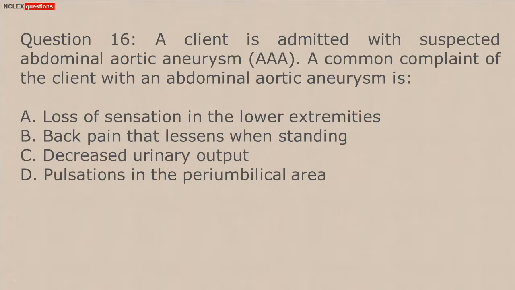Question 16. A client is admitted with suspected abdominal aortic aneurysm, AAA. A common complaint of the client with an abdominal aortic aneurysm is A. Loss of sensation in the lower extremities. B. Back pain that lessens when standing. C. Decreased urinary output. D. Pulsations in the periumbilical area.